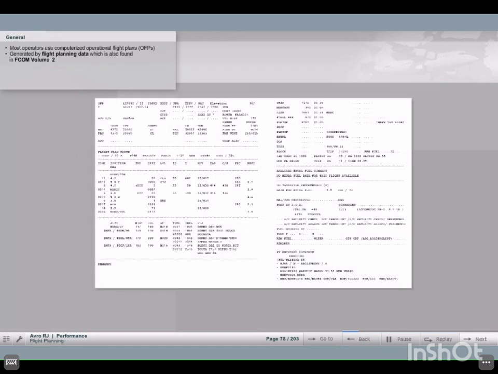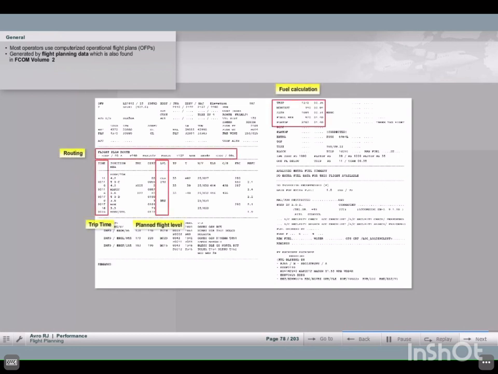Most airlines and operators use computerized operational flight plans, OFPs. These are generated by flight planning data which can be found in the FCOM Volume 2. The heart of each OFP is the trip time, routing, planned flight level, and the fuel calculation.